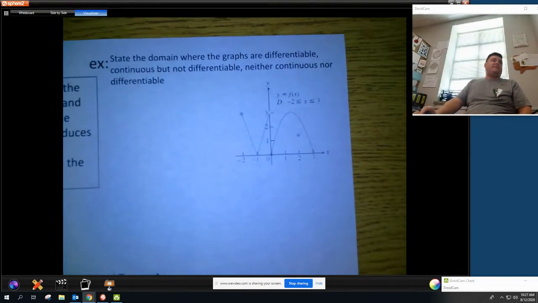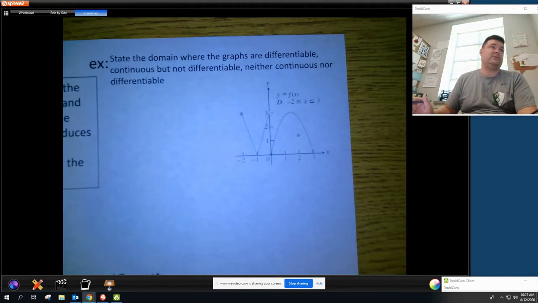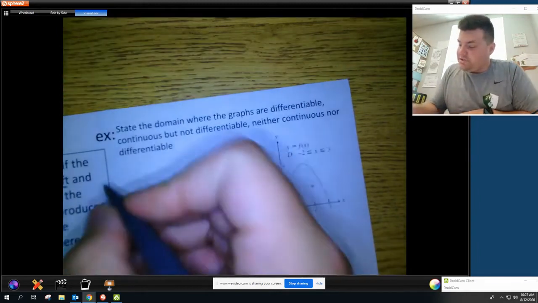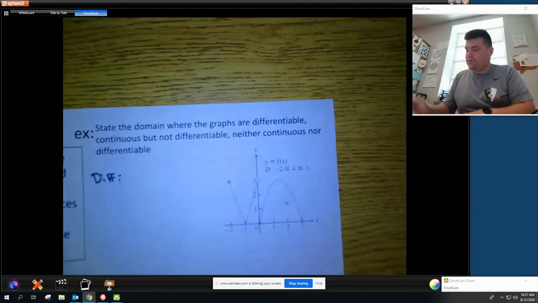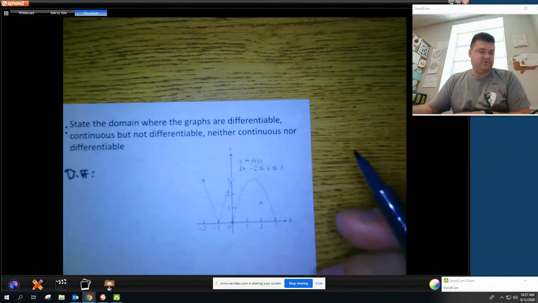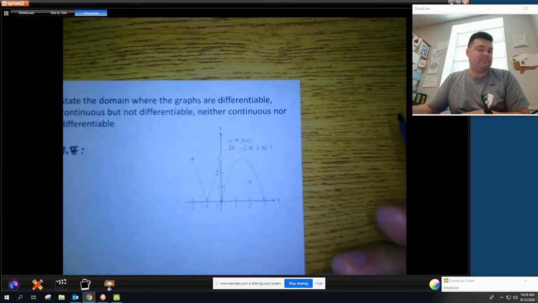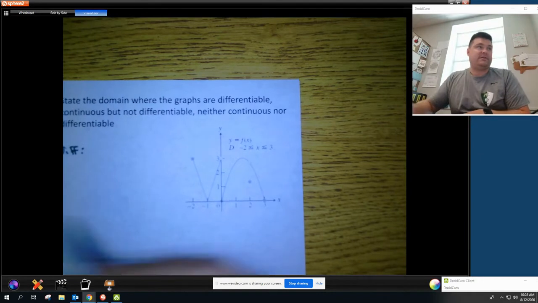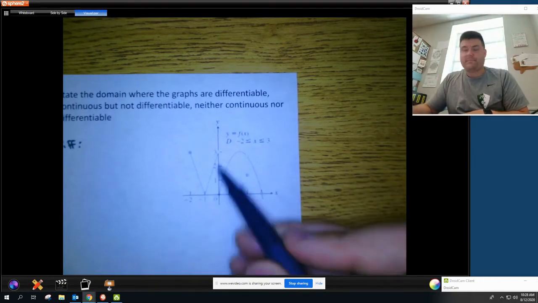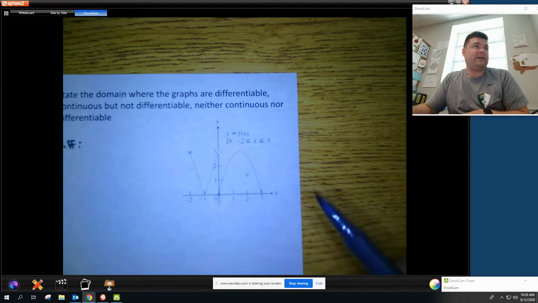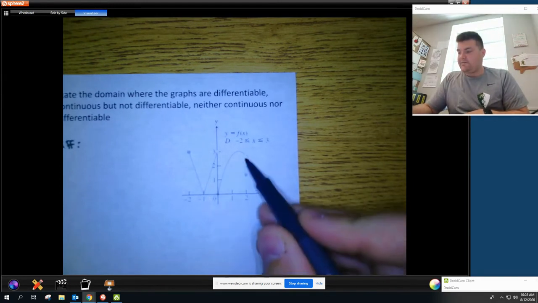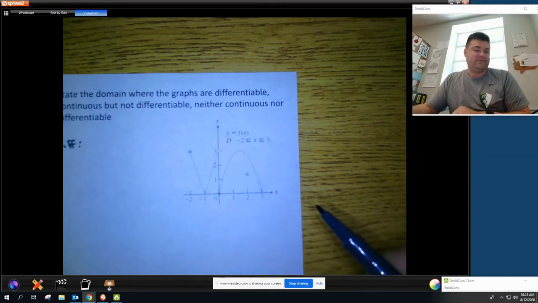Next, we're going to state the domain of the graphs. We're going to state the domain where they are differentiable, continuous but not differentiable, neither continuous nor differentiable. Whew. So a couple things are good here. So just differentiable. Where is this not differentiable? It's not differentiable at -2 because it's one-sided. So it's kind of like a corner right there. It's not differentiable at -1. Here it's not continuous, so it's not differentiable. And then right here we're not continuous, so we're not differentiable.